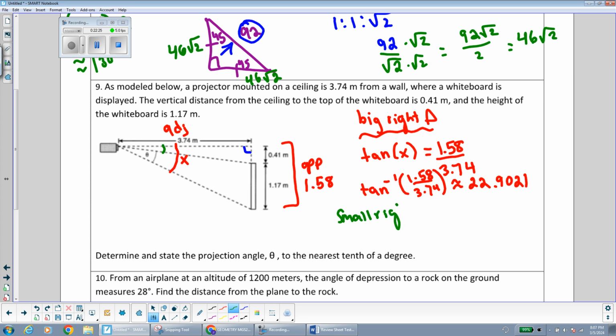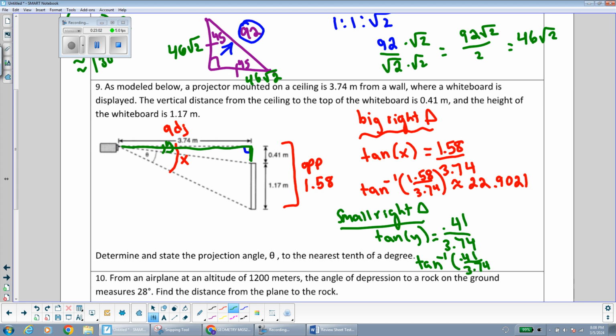Now let's find the angle from the small right triangle. So I'm going to call that y. We have tangent of angle y is equal to opposite over adjacent. In the small right triangle, the opposite side is 0.41. The adjacent side in both of the triangles is the same. That is 3.74. And we can use our inverse tangent in order to figure out what the angle is.